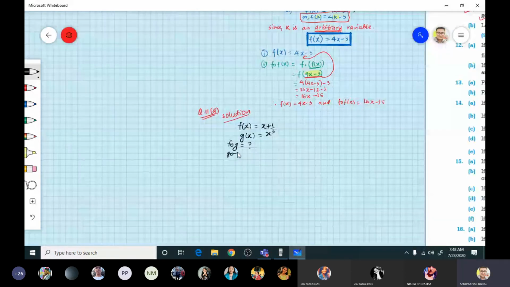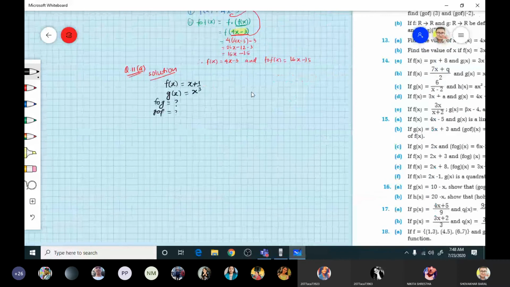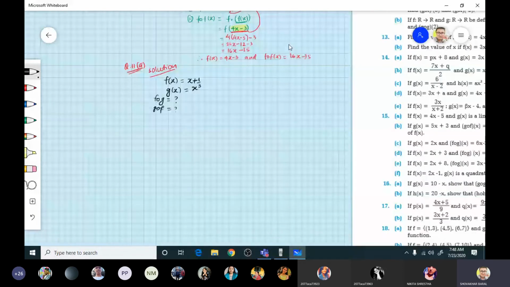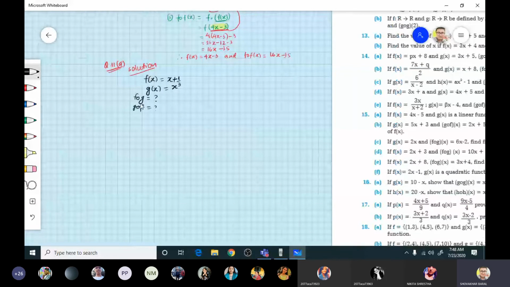Okay, is there any disturbance? Is it visible in your screen? I hope so. Yes, sir. Okay, and in the second part, the question asks you to show or check whether g composite f and f composite g are the same or not.